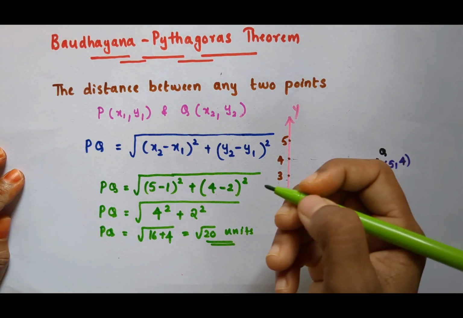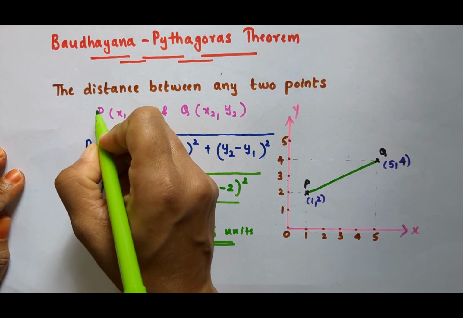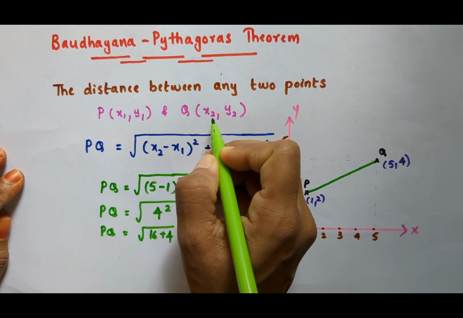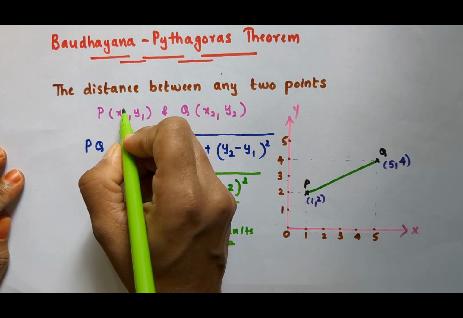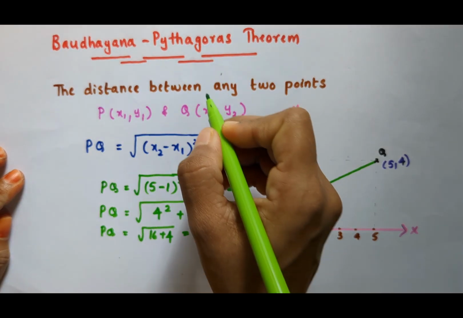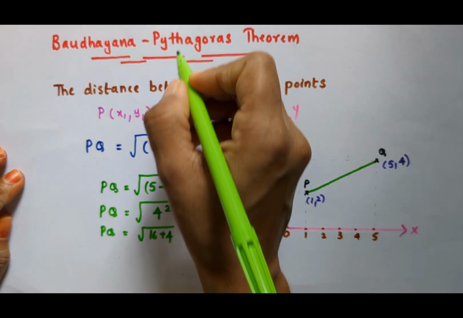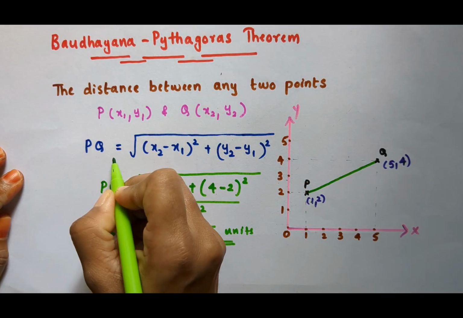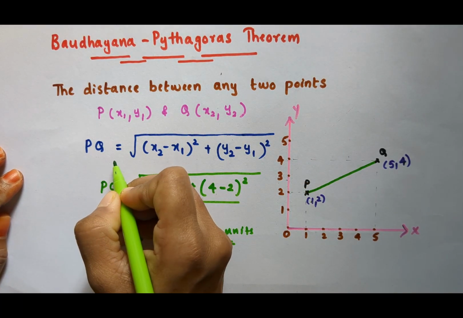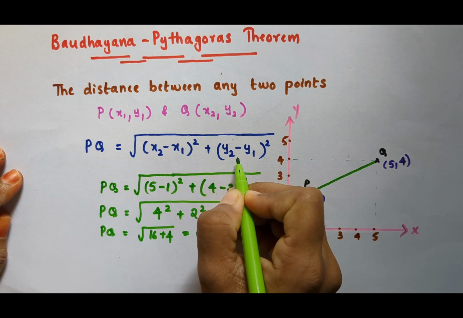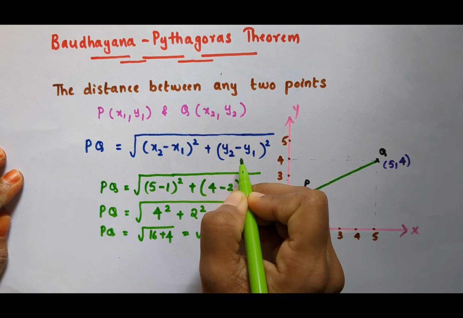So in general, if we consider the coordinates of P as x1, y1 and coordinates of the second point Q as x2, y2, then the distance between these 2 points can be found out by using this Pythagoras theorem. That is, the distance between these 2 points P and Q is given by PQ equals square root of (x2 minus x1) all square plus (y2 minus y1) all square.